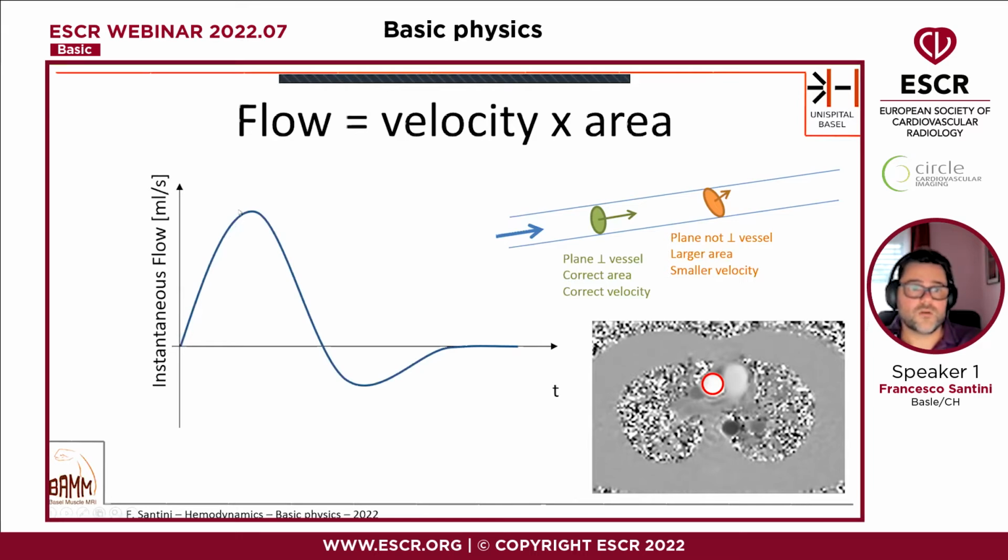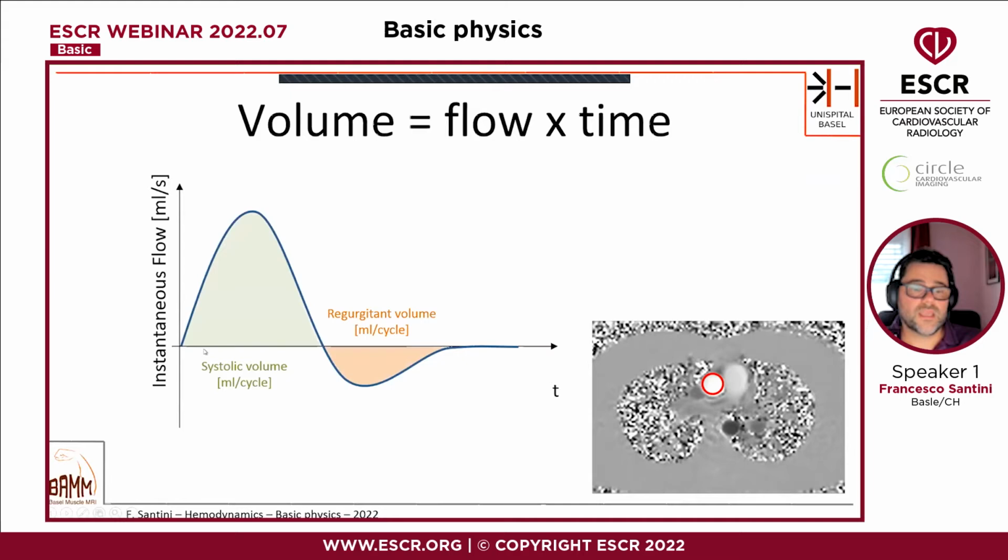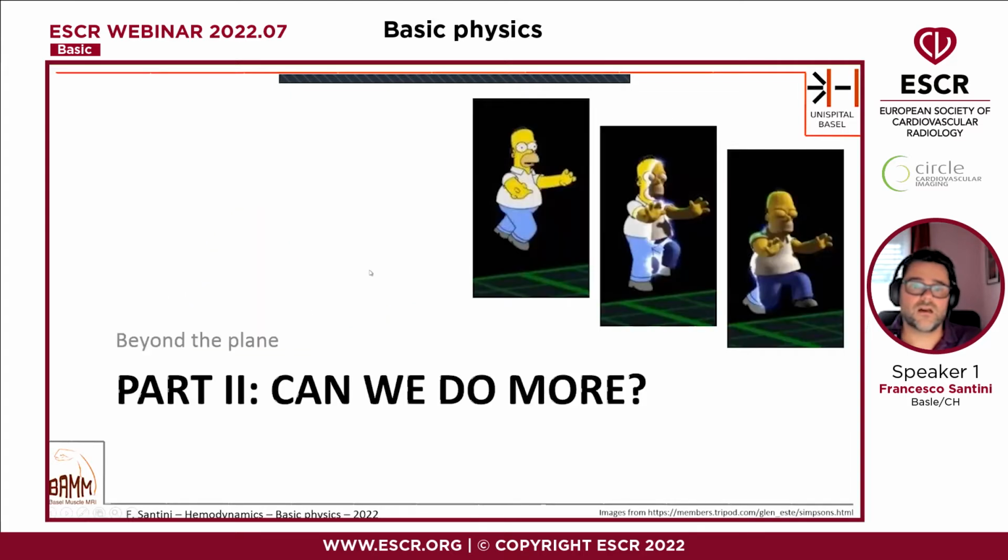This is the instantaneous flow. It's basically the same curve, but in milliliter per second. And then we can integrate, and we find the systolic volume and the regurgitant volume in milliliters. So the areas under this curve are now volumes and not flow values anymore. Okay, so these are the basic parameters that we can measure with through plane acquisition.